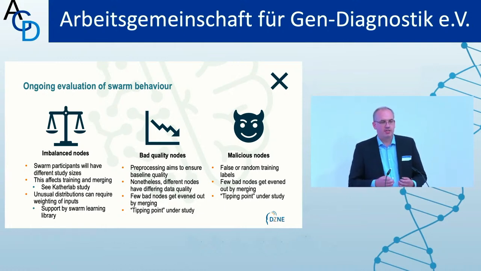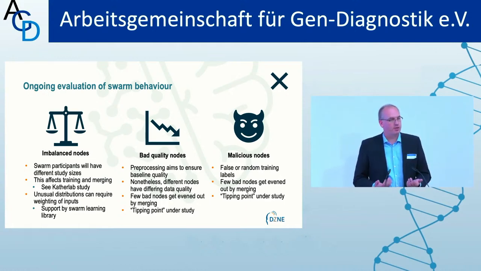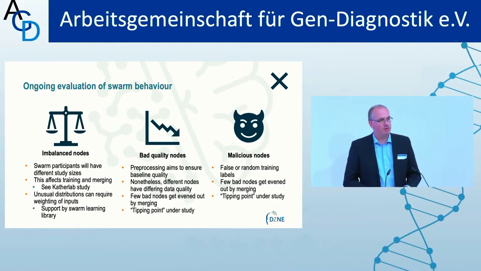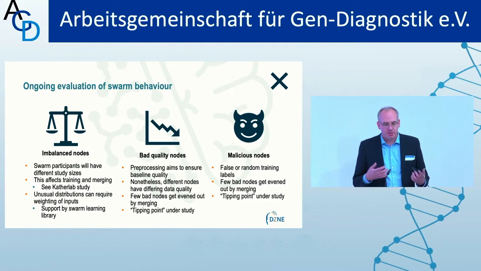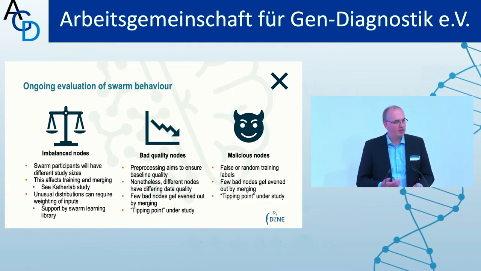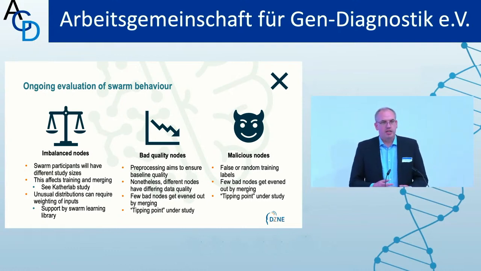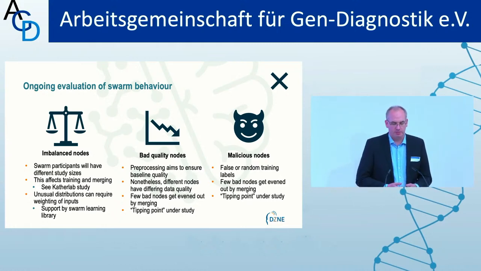And lastly, we're interested in malicious nodes. So what happens if a node, well, maybe not malicious in the first place, maybe they just have an error in their results? So they are reporting, they have switched up true and false on some labels. But there could also be a level of misbehavior where they report false or random results. And again, we're also looking into that one.